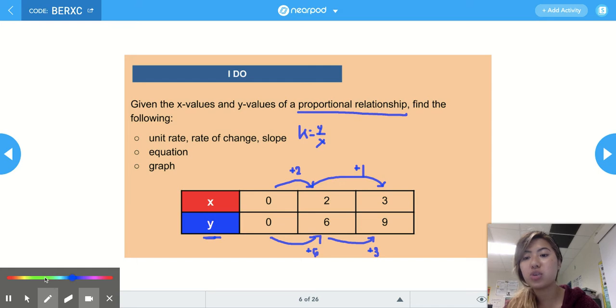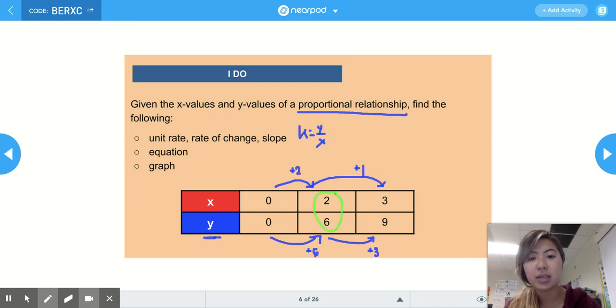So what we're going to do is choose a pair. So we're choosing 2, 6, and we're going to plug in what the y values and what the x values are. So the y value is 6. The x value is 2. 6 divided by 2 is 3.